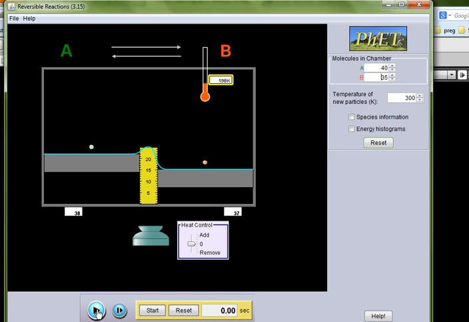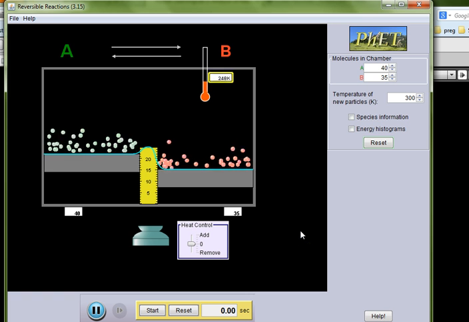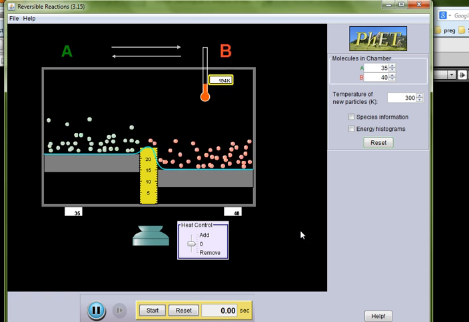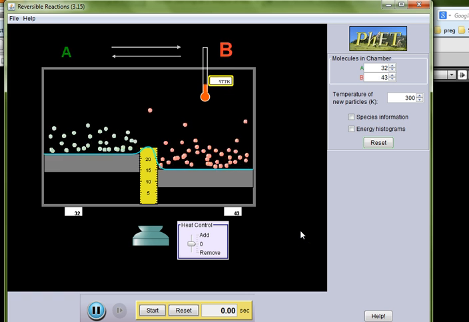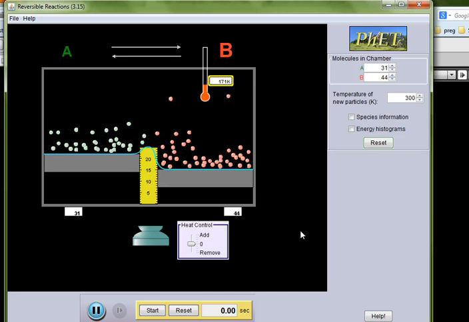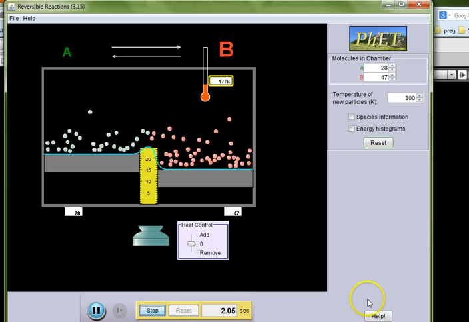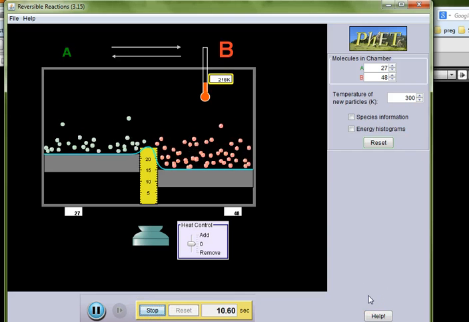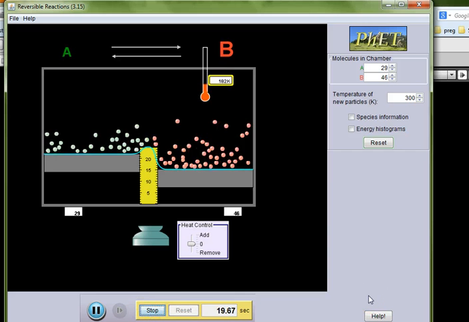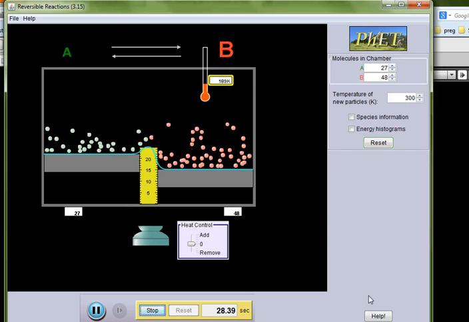We have already calculated the equilibrium constant for this specific reaction, so let's start the reaction now and see if we get the same number. We should. I forgot to stop this clock. We'll add about 15 seconds or so into the clock.